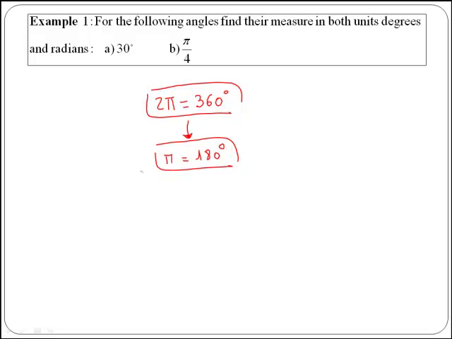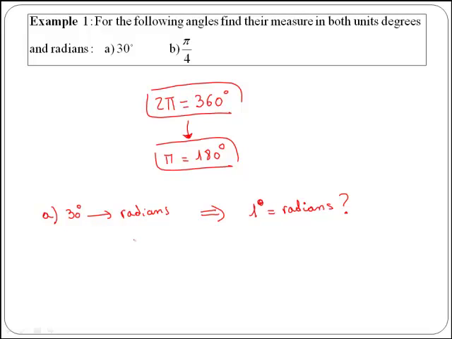So we will start by considering the first angle, which is 30 degrees. And we want to change 30 degrees to radians. If you want to change from degrees to radians, it would be interesting to know how many radians is 1 degree. Because if I know how many radians is 1 degree, then the only thing that we'll have to do would be to multiply by 30.